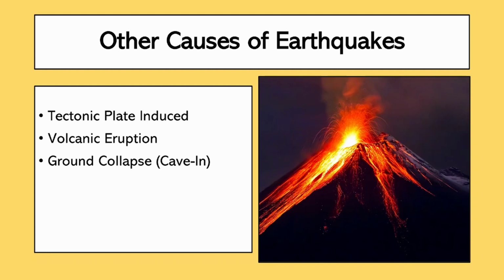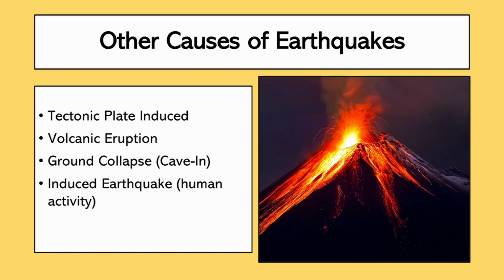Earthquakes can also be caused by ground collapses, also cave-ins. So when you've got a large amount of rock being displaced suddenly, all of that energy can be thrust into the rock and be created into a form of an earthquake. Now, this doesn't tend to be a very big earthquake when we look at the Richter scale in a couple of lessons, but this here is still an example of what might cause an earthquake.